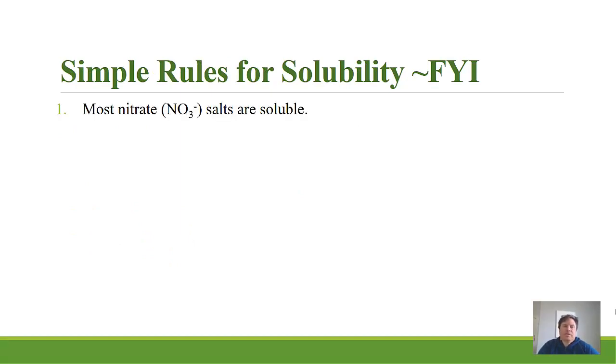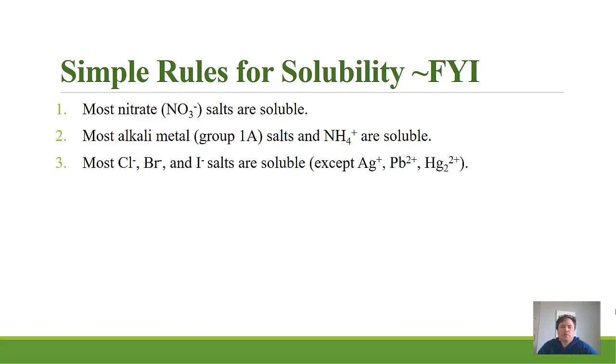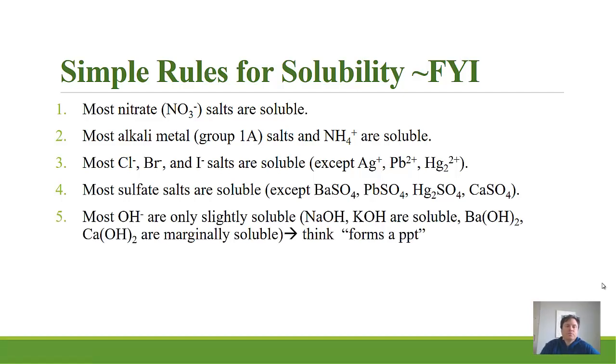As we said, most nitrate salts are soluble, okay, meaning they break apart. Most alkali, which is group 1A salts, and ammonium salts are soluble. We already talked about that. Here's one we haven't talked about. Most chlorine, bromine, and iodine salts are soluble except when they mix with silver, lead, and mercury. Okay, most sulfate salts are soluble except for barium sulfate, lead 2 sulfate, mercury sulfate, and then calcium sulfate, which we saw earlier in our example there. Most hydroxides are only slightly soluble. Remember, slightly soluble, think forms a precipitate.